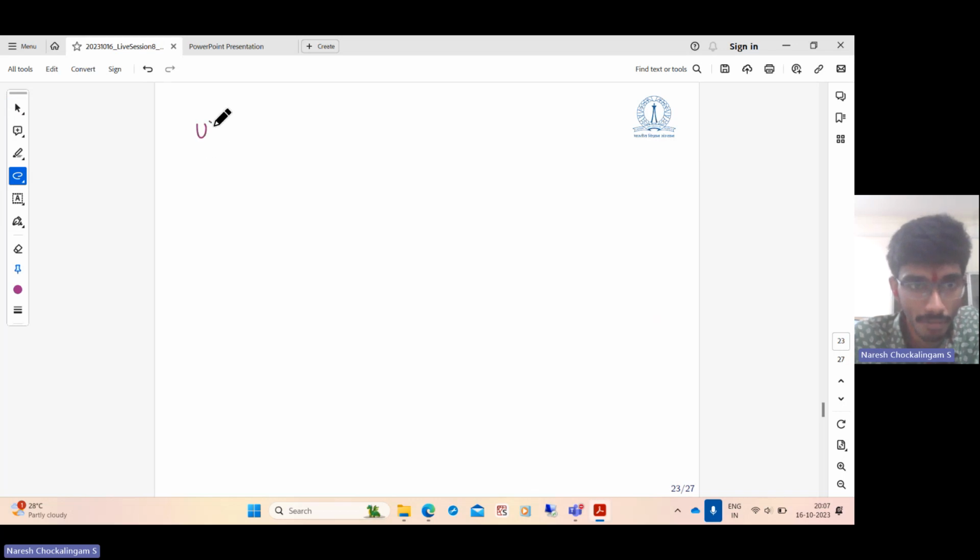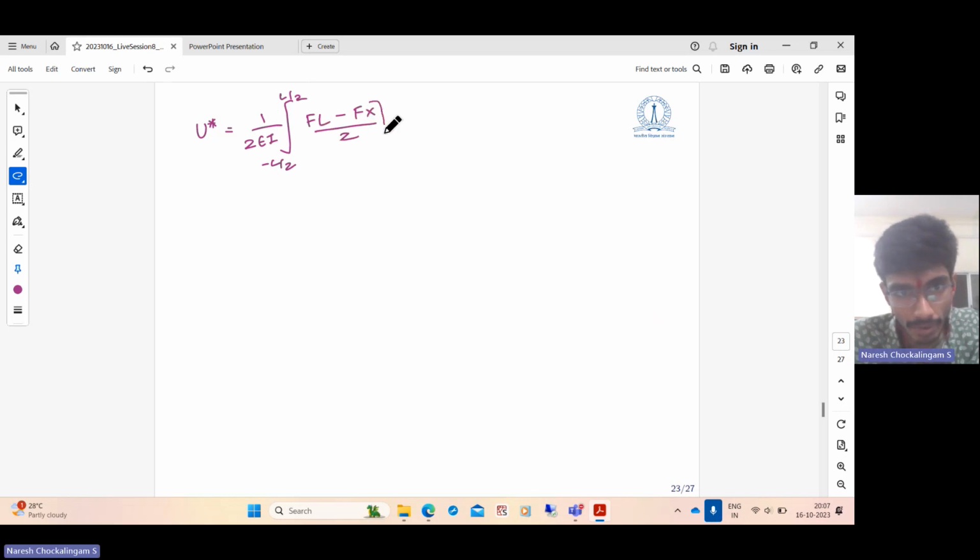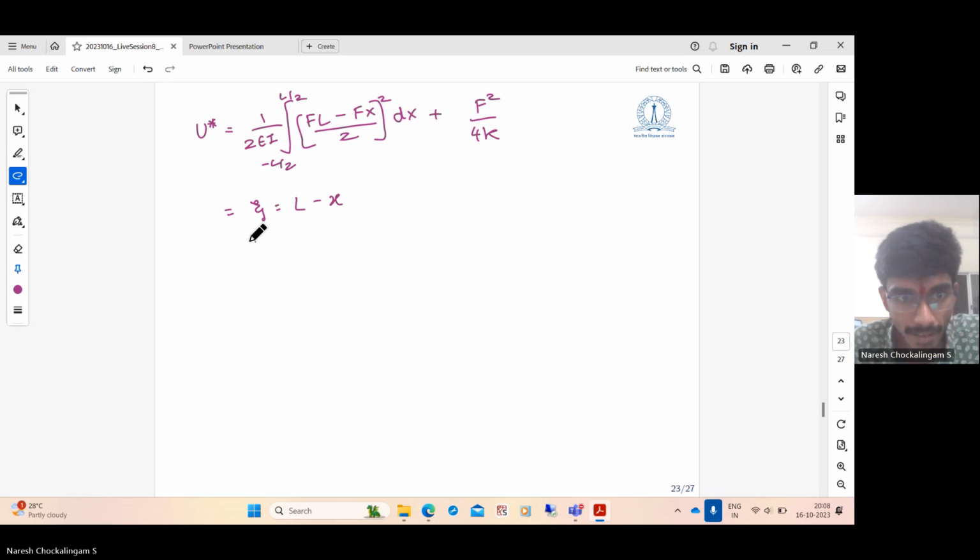So we have the complementary strain energy as the integral from minus L by 2 to L by 2 of 1 by 2 EI, times FL minus Fx by 2 the whole square dx, plus F square by 4K. Evaluate this integral. This is not an even function in x. It is neither odd nor even. But if you do the transformation as xi equal to L minus x, therefore d xi becomes minus dx.